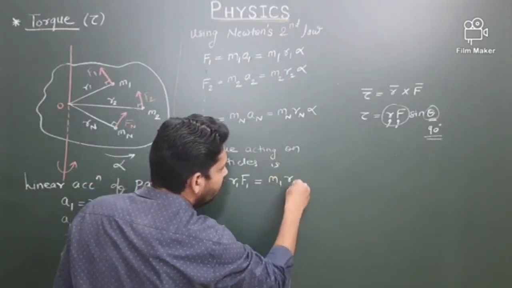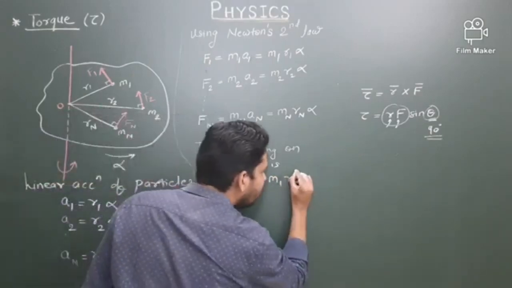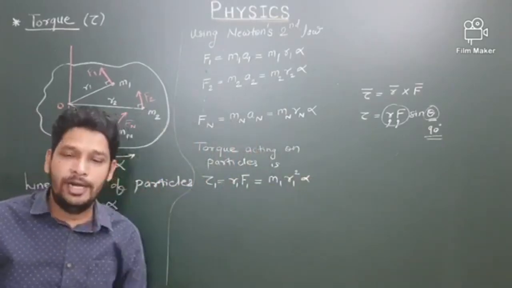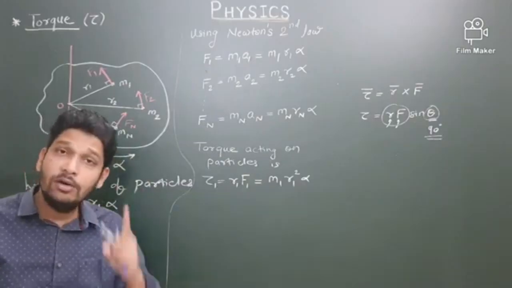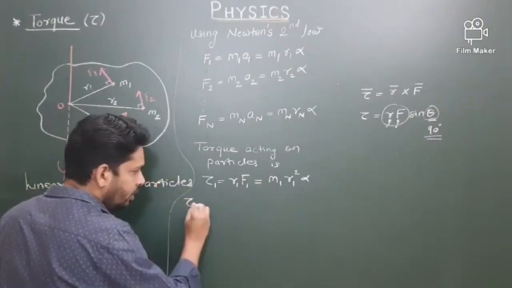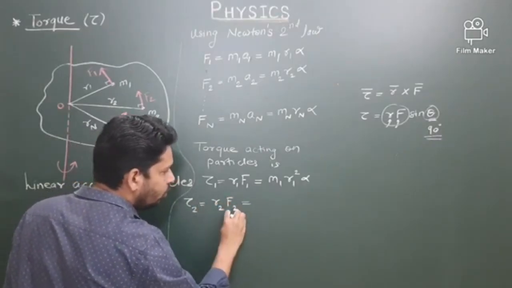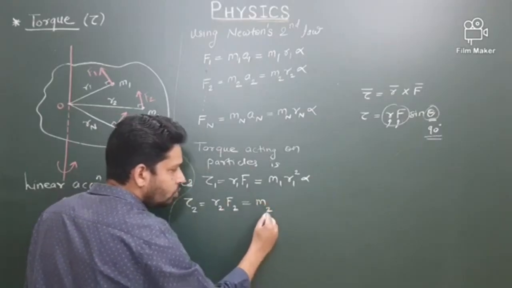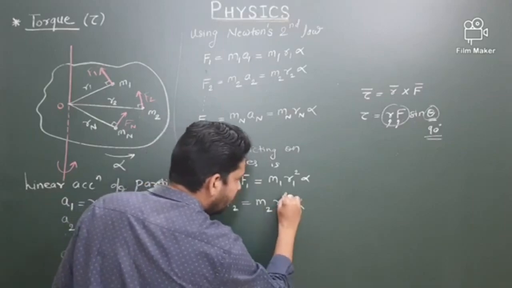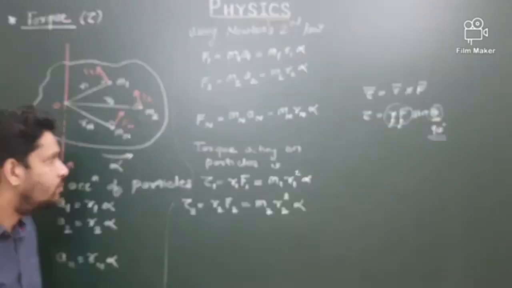m1 r1 alpha. This is f1, into what? r1, into r1 square. So this is the torque acting on first particle. Now can you tell me the torque acting on second particle directly? Tau 2 is equal to r2 into f2 is equal to, what is f2? m2 r2 alpha into r2, into r2 square. So this is the torque acting on second particle.